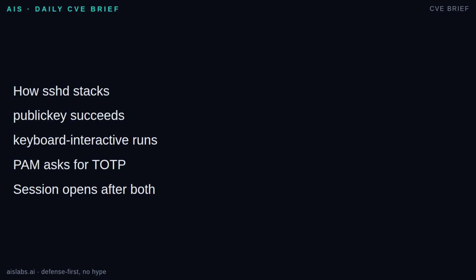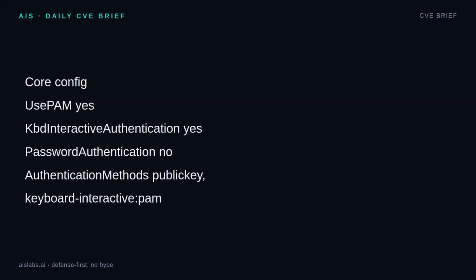The order matters. If the key fails, the code prompt never appears. That reduces information leakage and keeps random internet noise from burning user attention. It also means your login will show which stage failed if you collect auth logs properly. This is the core shape.